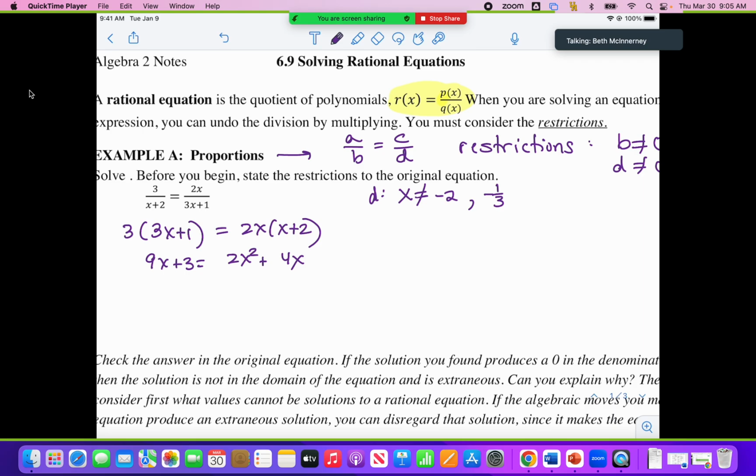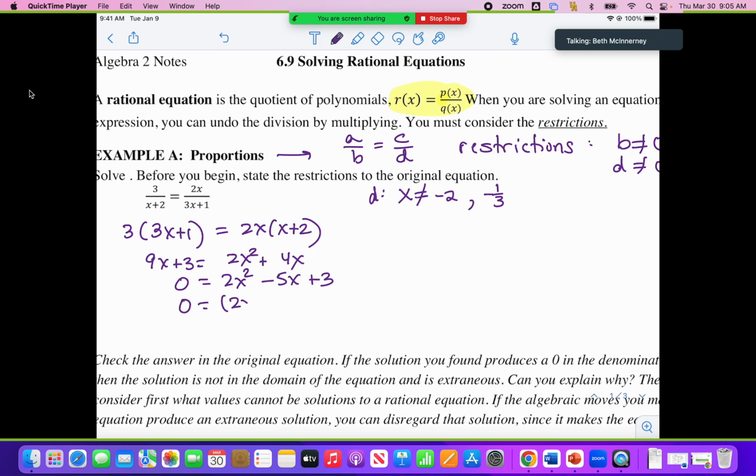So then, do I want to move everything to the left, or do I want to move everything to the right? What might be easiest? Brennan? The right. Why is it right? Because of the x squared. You want the x squared to be positive, right? Good job. So I'm going to get 0 equals 2x squared minus 5x plus 3.